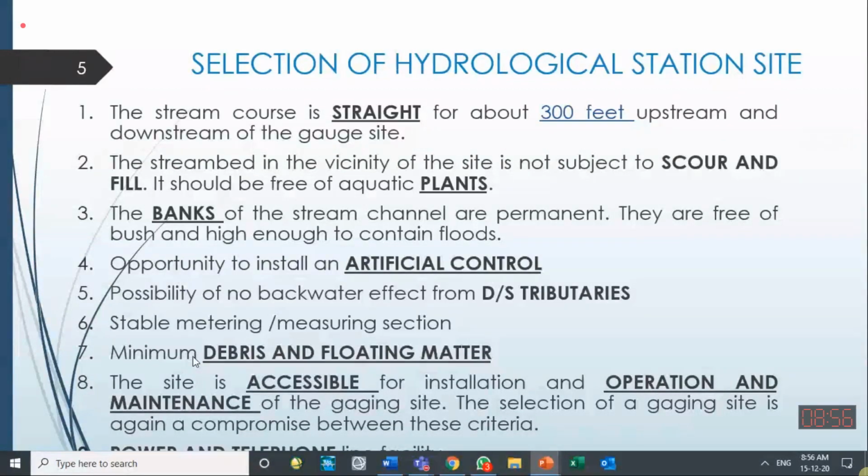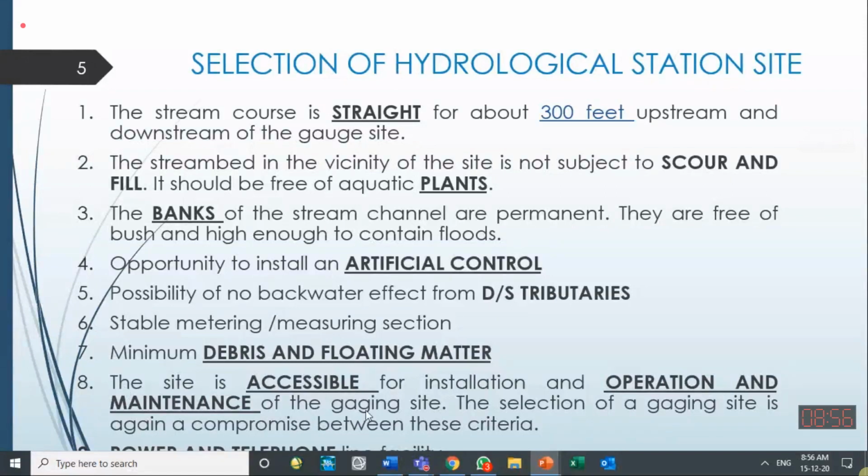one of the instruments which we use to measure the discharge is called a current meter. The current meter is a rotating instrument. So if there is much debris, much floating material, it can damage the current meter. So debris and floating matter need to be avoided. If you have the option that there is a low-debris station and a high-debris station, we will select a location where there is less debris and floating matter.